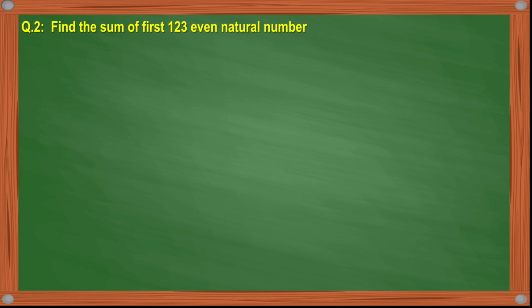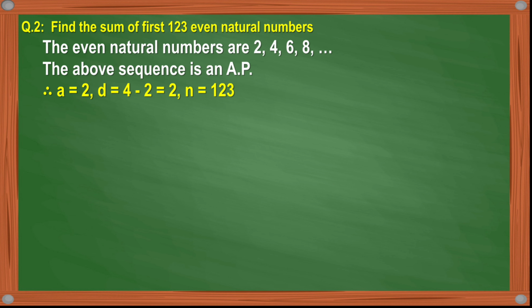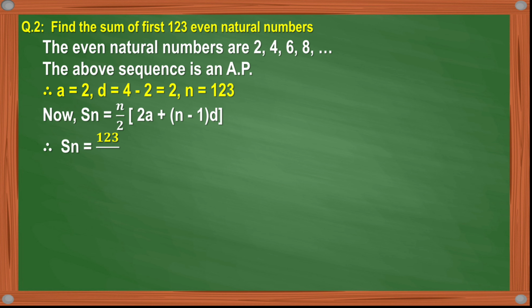Find the sum of the first 123 even natural numbers. You know that the even natural numbers are 2, 4, 6, 8 and so on. So here the value of a is 2, d is 2. As you can see, it is a sequence, it is an AP. So a is 2, d is 2 and n is 123. There are 123 natural numbers, so n is 123. We have to find the sum of 123 natural numbers. So we'll take the formula and substitute the values.